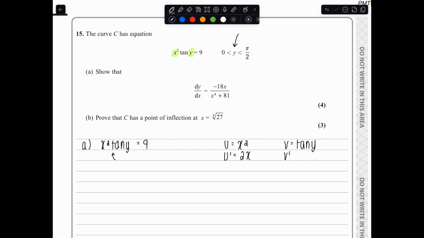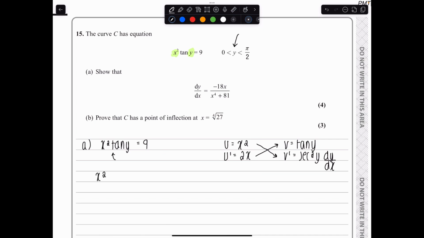The derivative of v, we need to be careful, is sec squared y, but we also need to add a dy by dx to it because that's implicit differentiation. From here, the product rule means we have to multiply the derivative of one with the normal form of the other. So in other words, our left-hand side would look like the following.